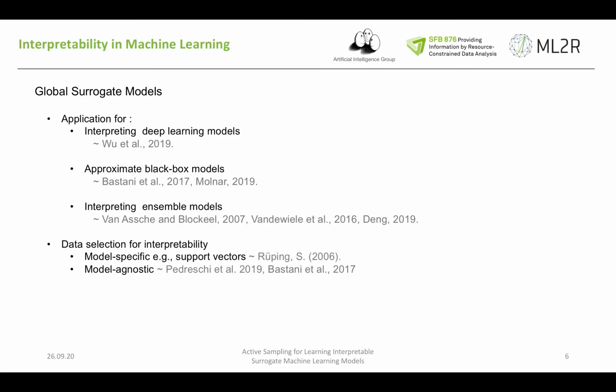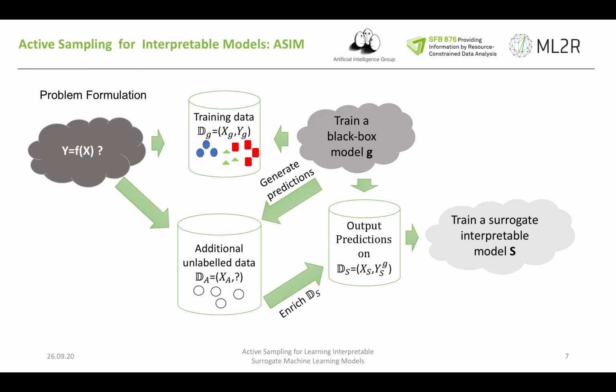Opposingly, we propose an active sampling approach that uses a lower amount of data for training a surrogate model that has a good approximation quality. It is also based on an iterative approach that allows for interaction with the experts. Moving to the formal presentation of the problem that we want to approach, imagine that we have training data drawn from an unknown function f that we want to approximate using a black box model G.